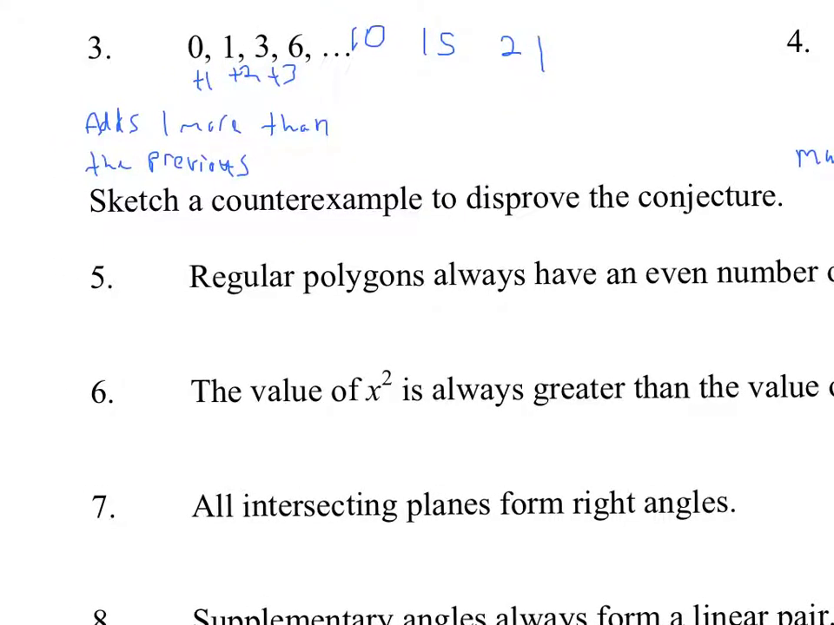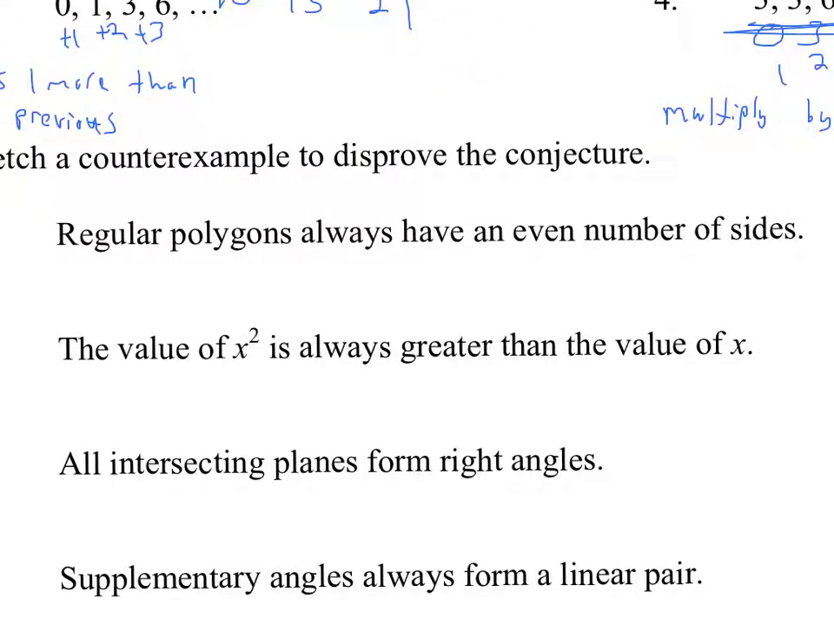All right, here we're coming up with a counterexample to disprove the conjecture. We're going to sketch a counterexample. So number 5, regular polygons always have an even number of sides. In Chapter 1, we learned that a regular polygon is a polygon that is both equilateral and equiangular. And so they're saying it always has an even number of sides. Well, that's not true. You can have a regular polygon that's a triangle, for instance. So I could draw that. That's my best attempt at drawing a regular triangle where all 3 angles are the same and all 3 sides are the same. There, that disproves it. That does not have an even number of sides.